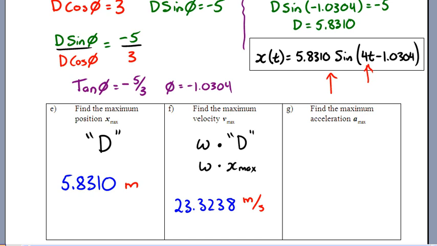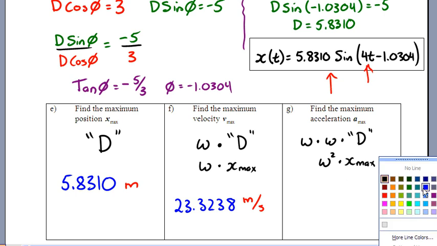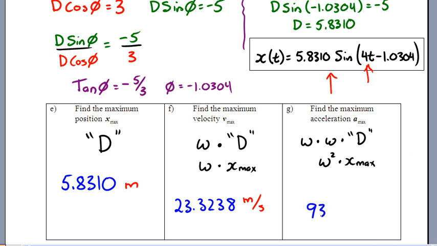The maximum acceleration, same thing. Take another derivative, and one more time a 4 shows up. Another omega crashes the party. So it's an omega times the d. And so you end up with omega squared times the x max. Or I guess another way to say it is omega times the v max. And that number, if you're curious, is 93.2952. That's an acceleration, so it would be meters per second squared.